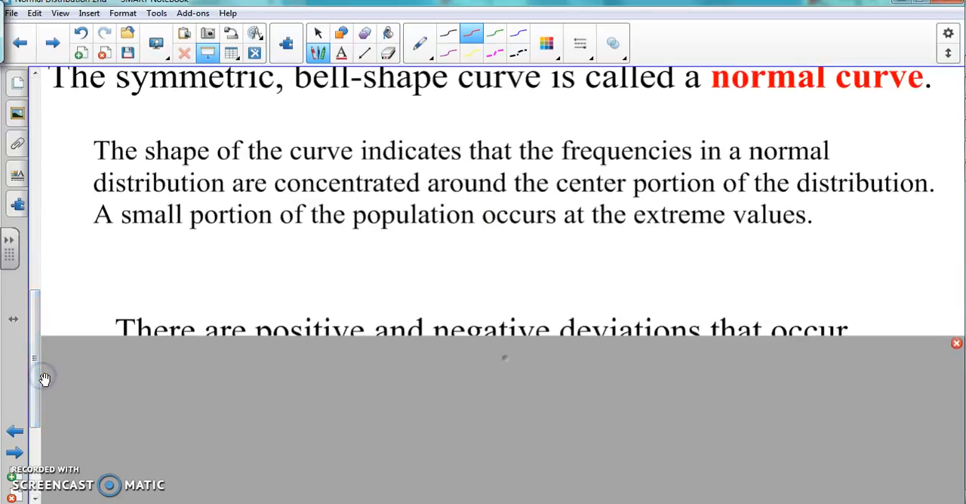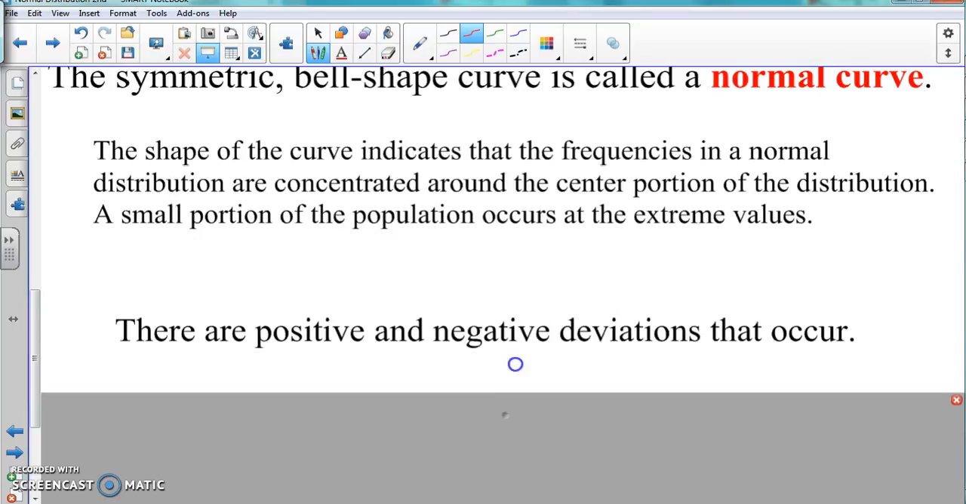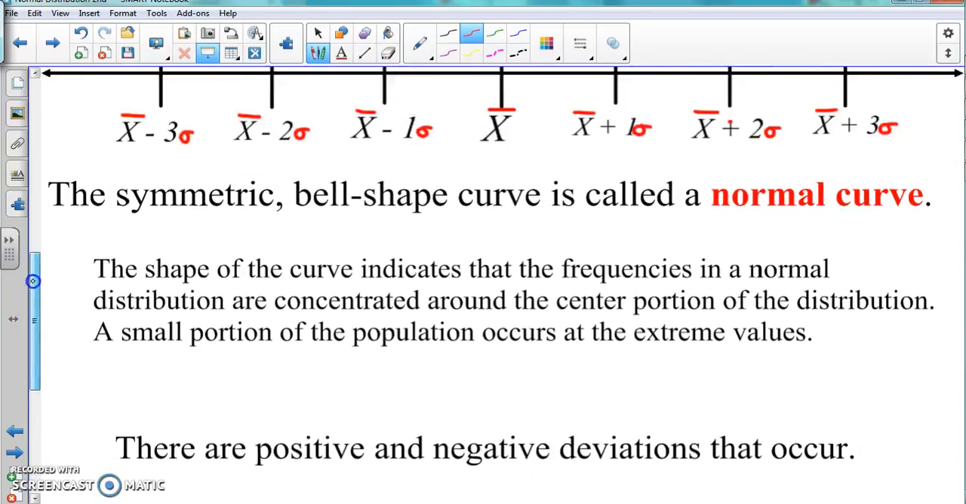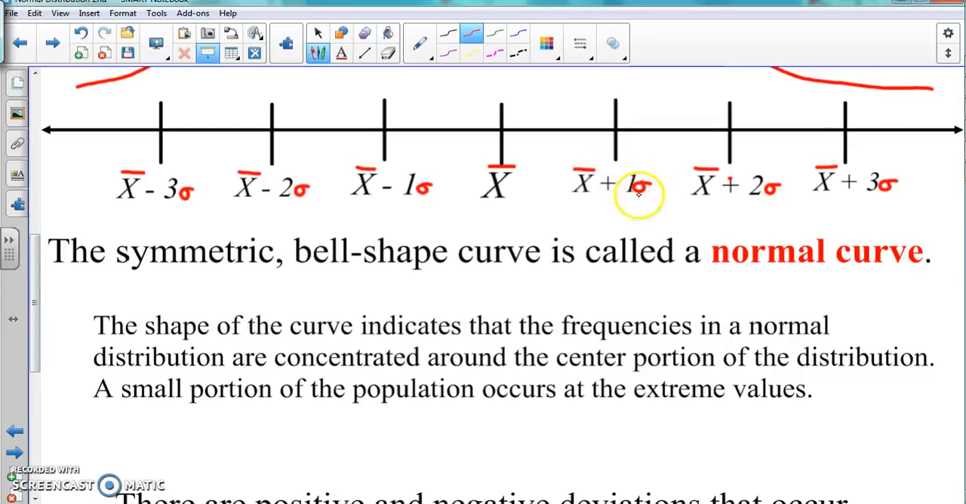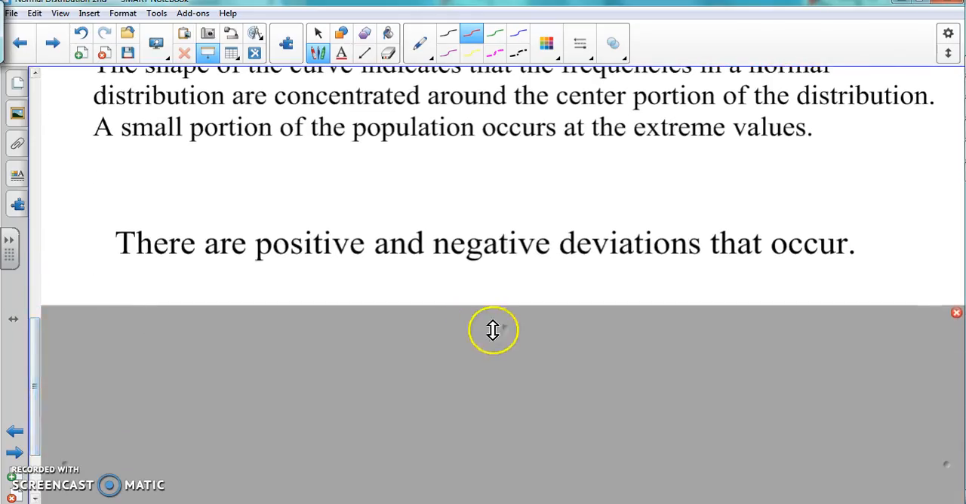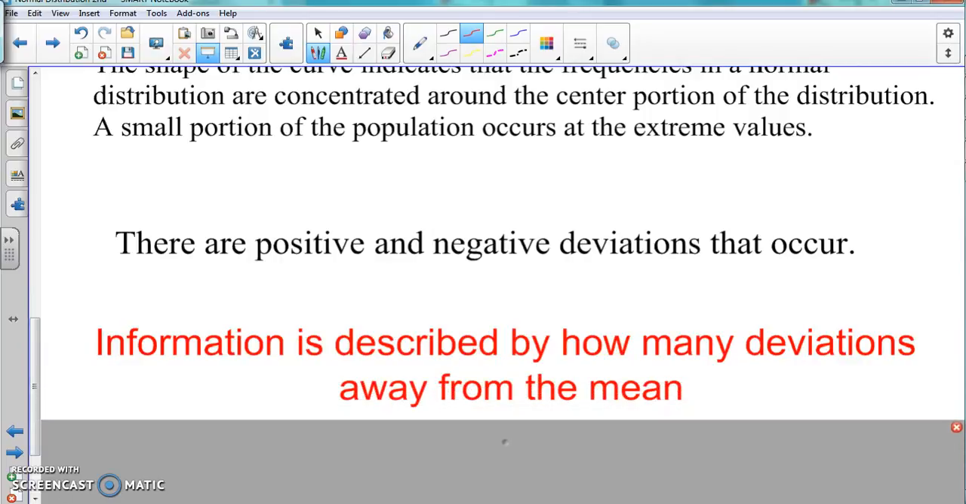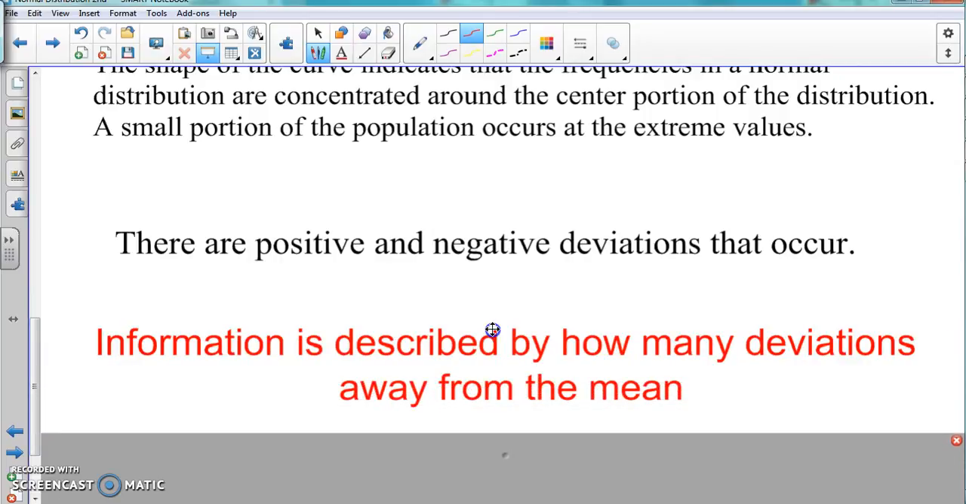Now here, there are positive and negative deviations that occur. These are your positive deviations, these are your negative deviations. Positive, negative. Okay? Those are positive and negative deviations that occur. Now here, information is described by how many deviations it is away from the mean. So if it's 1 deviation away, 2 deviations, 3 deviations, it's always going to be described in that way.